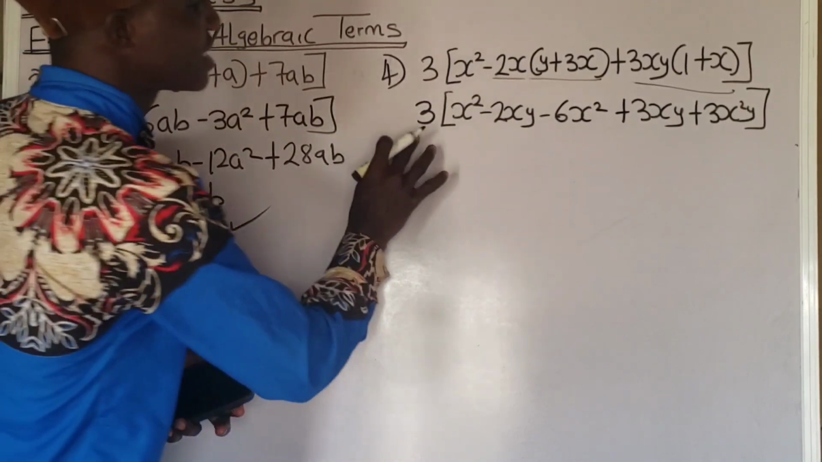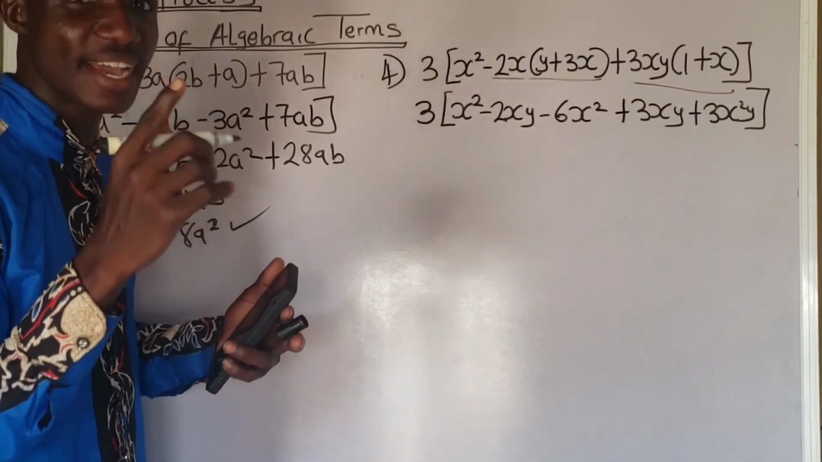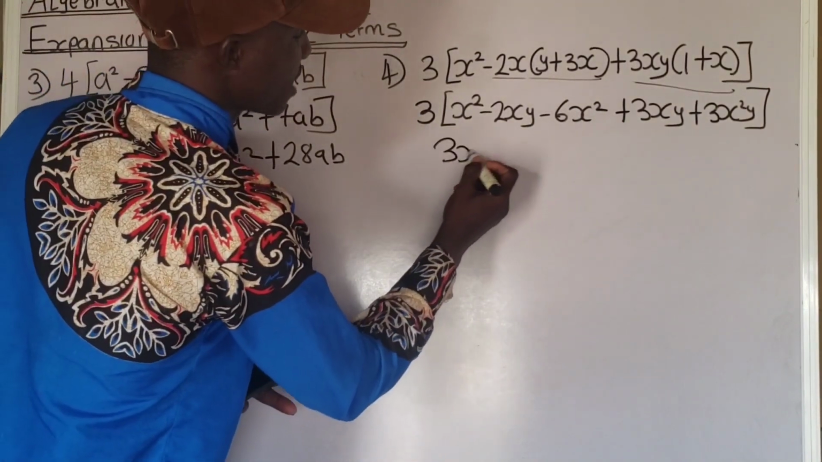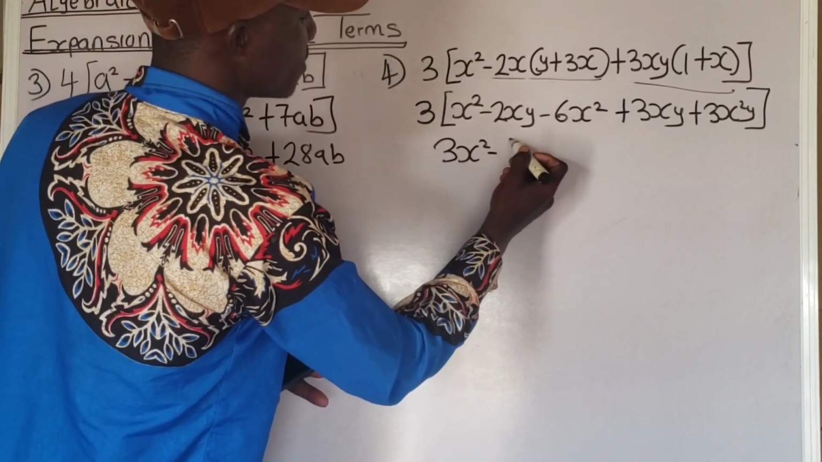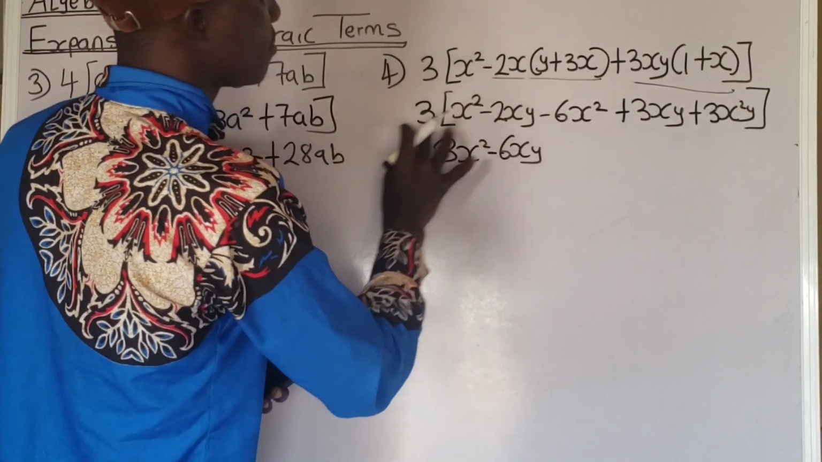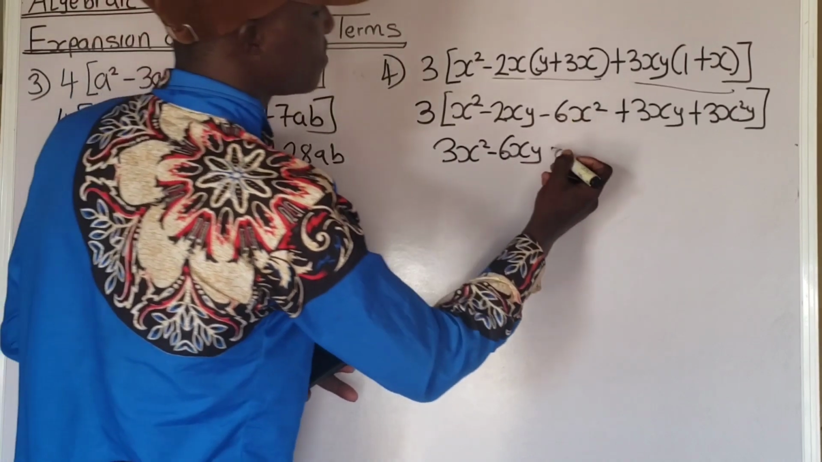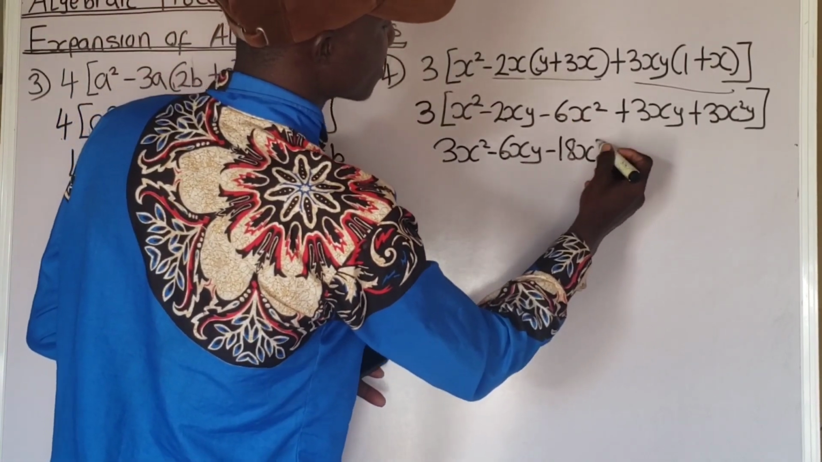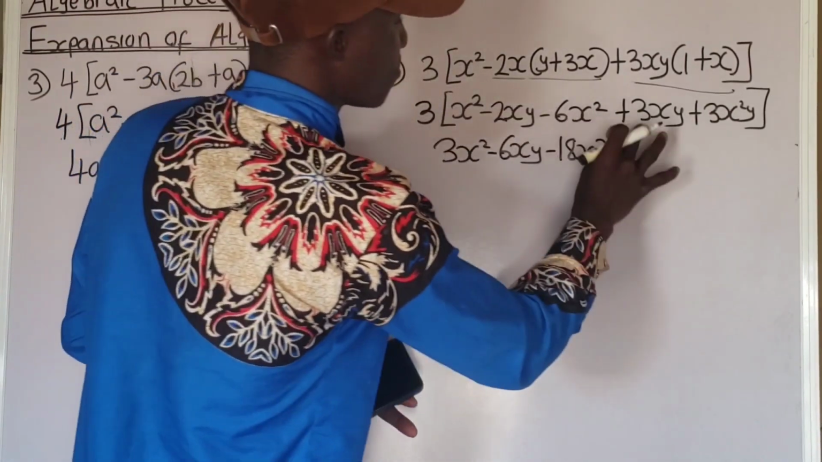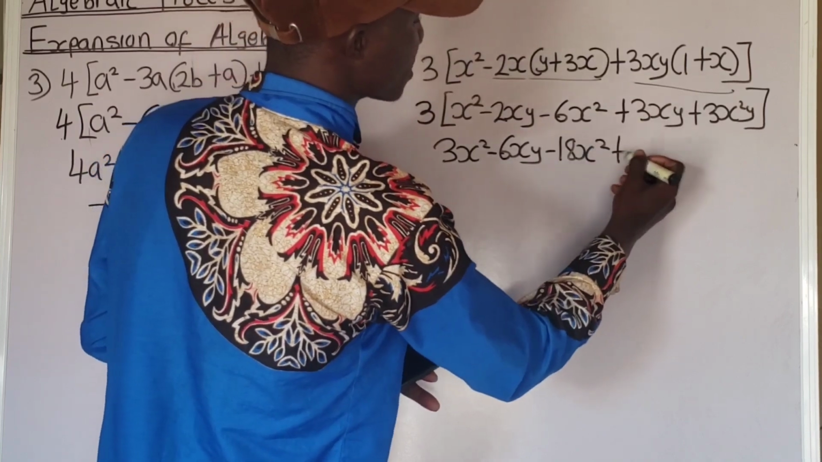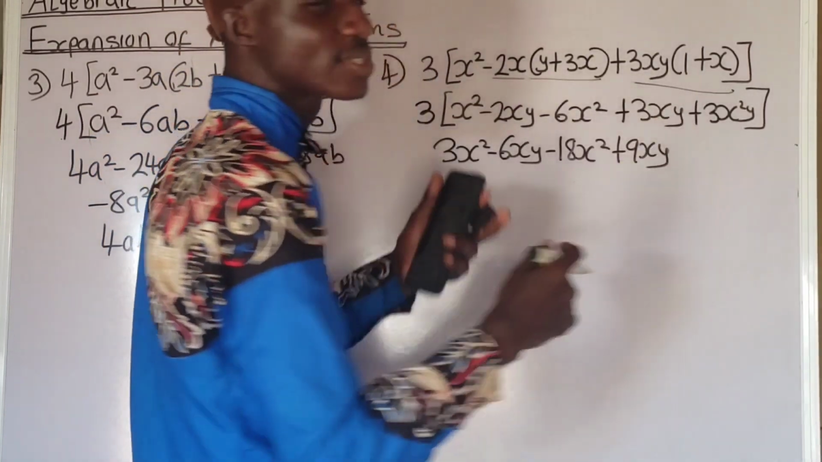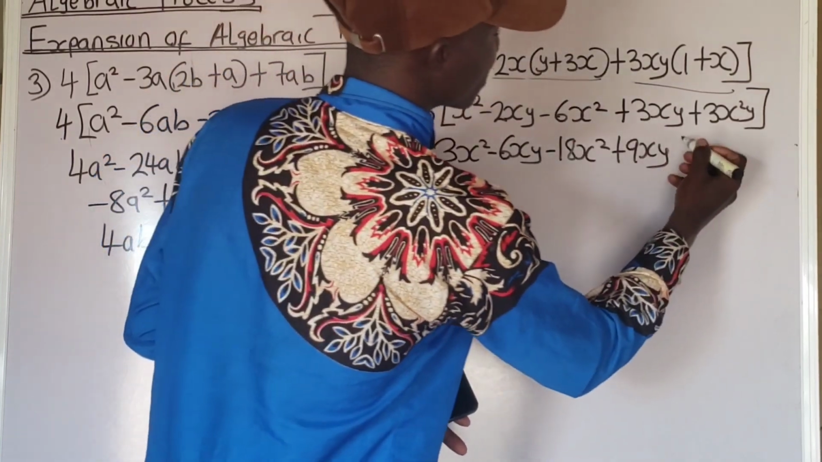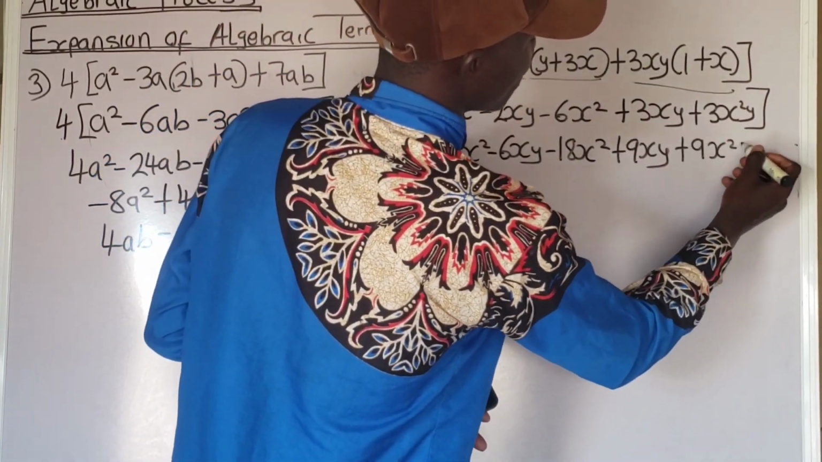So I'm going to have 3 times x squared. That will give us what? 3x squared. 3 times negative 2xy is negative 6xy. 3 multiplied by negative 6x squared will give me negative 18x squared. 3 multiplied by positive 3xy will give me positive 9xy, and 3 multiplied by positive 3x squared y will give me positive 9x squared y.